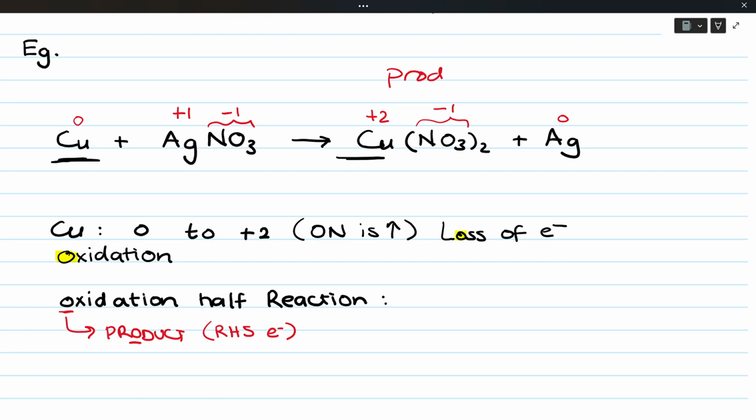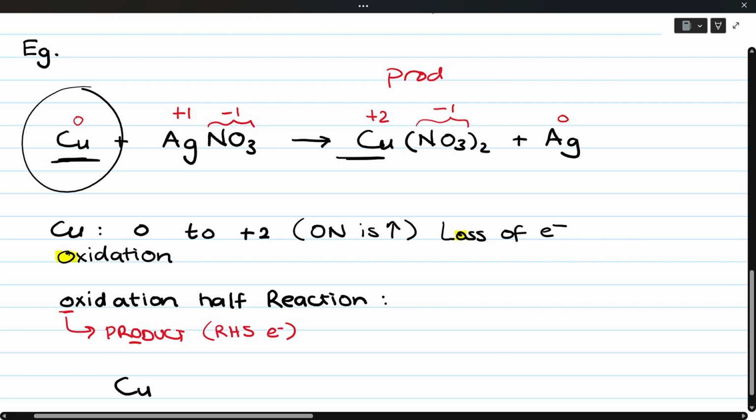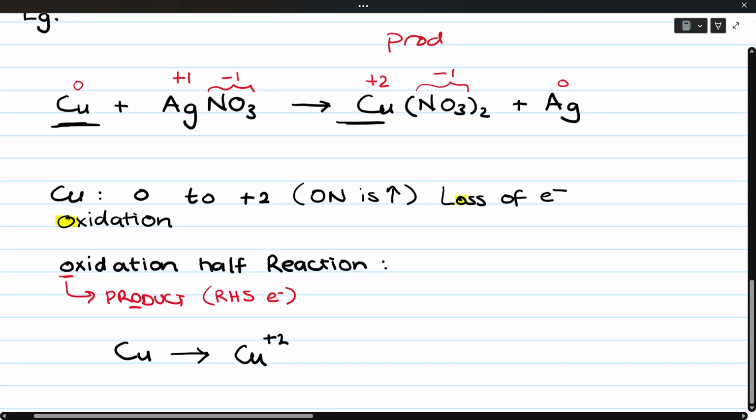So let's do it. We're going to say that we're going copper. Copper started off as 0, so I'm not going to show the 0 at the top here, right? So copper became copper 2 plus, plus 2 electrons, and I'm showing how many electrons it lost.